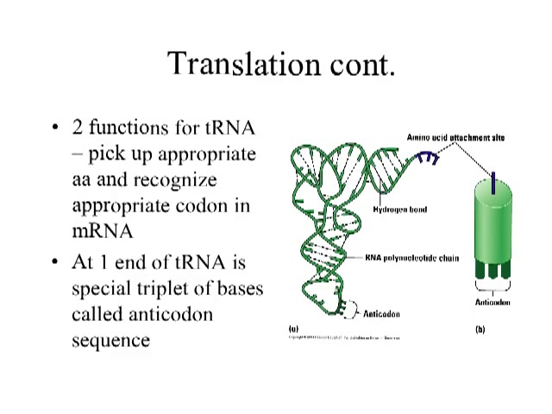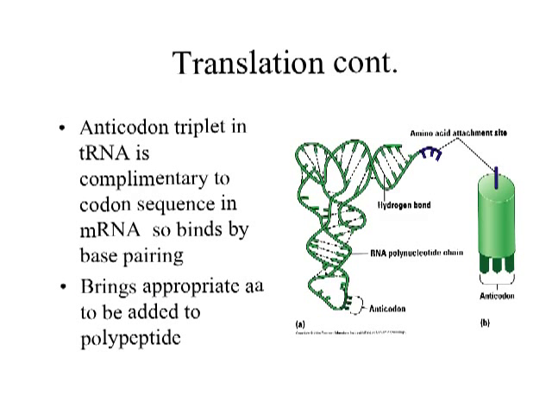So we have two basic functions for this tRNA. One end is picking up the appropriate amino acid, and the other end is recognizing the appropriate codon in the mRNA. Remember how I just said that at one end of the tRNA we have a special triplet of bases called an anticodon, which is going to match up with the actual codon from the mRNA in the sequence. This anticodon is complementary to the codon in the mRNA, so it binds using those base pairing rules. Remember, A with U, G with C.